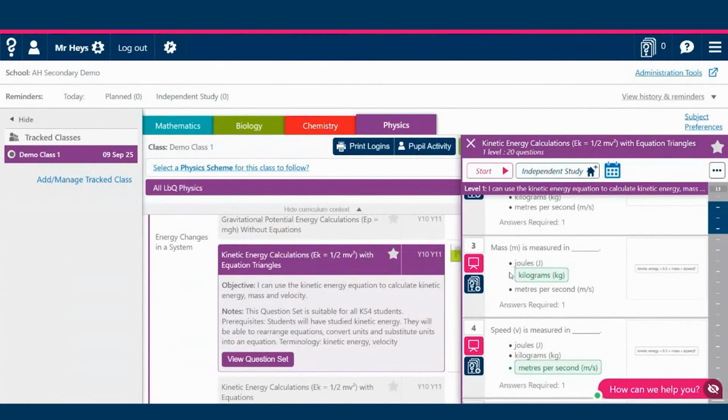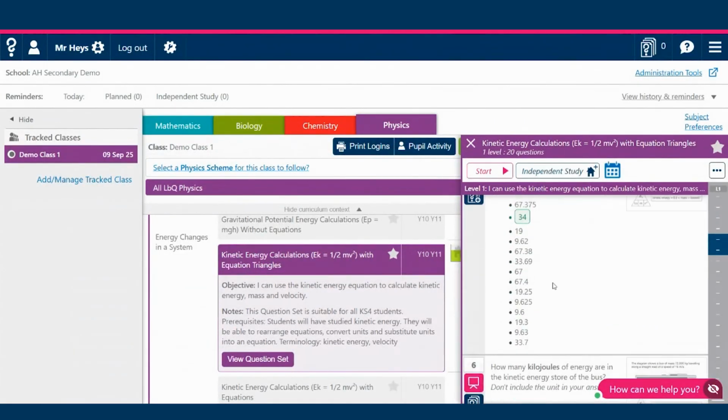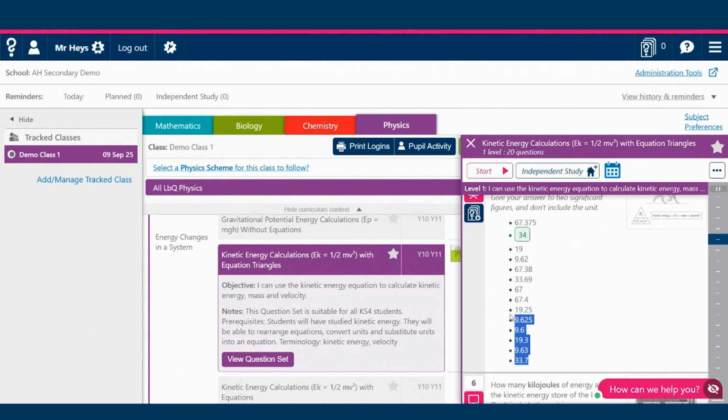And if I show you the back end of our question sets here, we have predicted all of these possible different misconceptions that students may have, depending on the combination of errors that we can predict they might make. Of course, if they don't make any of these specific errors, the feedback they get will still be useful, still be helpful to them, and will still be written by a specialist teacher.